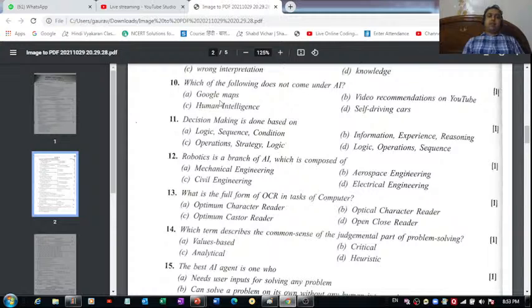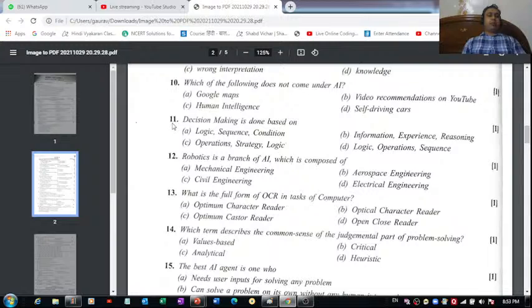Google Maps, yes, it's a part of AI. Video recommendations on YouTube, yes, it is also a part of AI. Self-driving cars is also a part of AI. So the only option which is left with us is part C, human intelligence. Of course, it's not a part of AI. So the correct answer of question number 10 is part C.